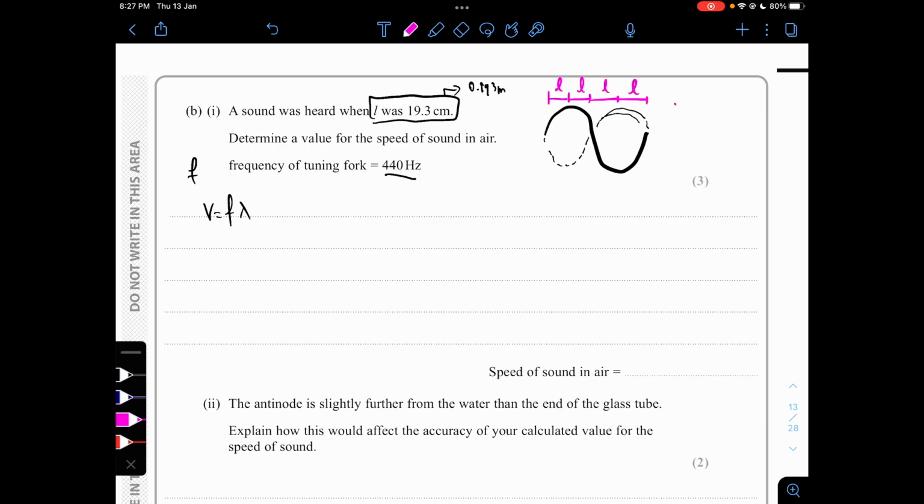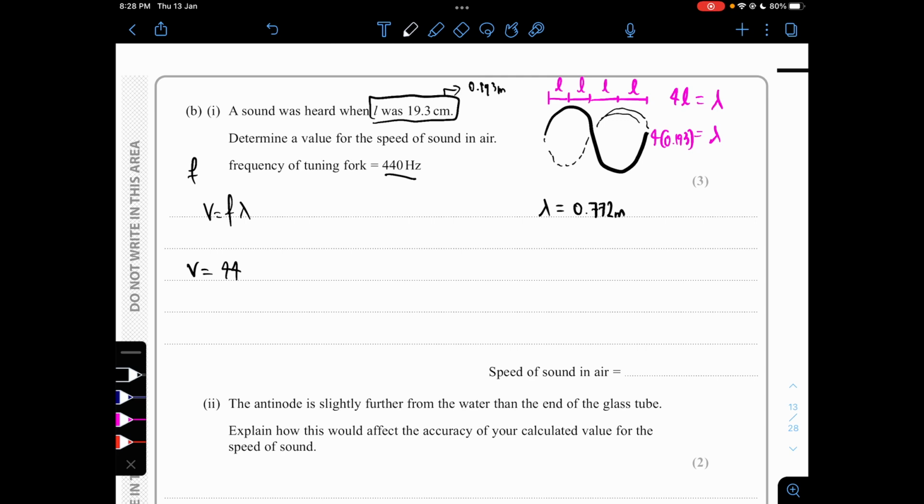So we'll have 4 L's would make 1 lambda. So that means we have to times it by 4. So 4 times 0.193 would give us lambda. So our lambda is 4 times 0.193, which is 0.772 meters. So now we can work out V equals F lambda.